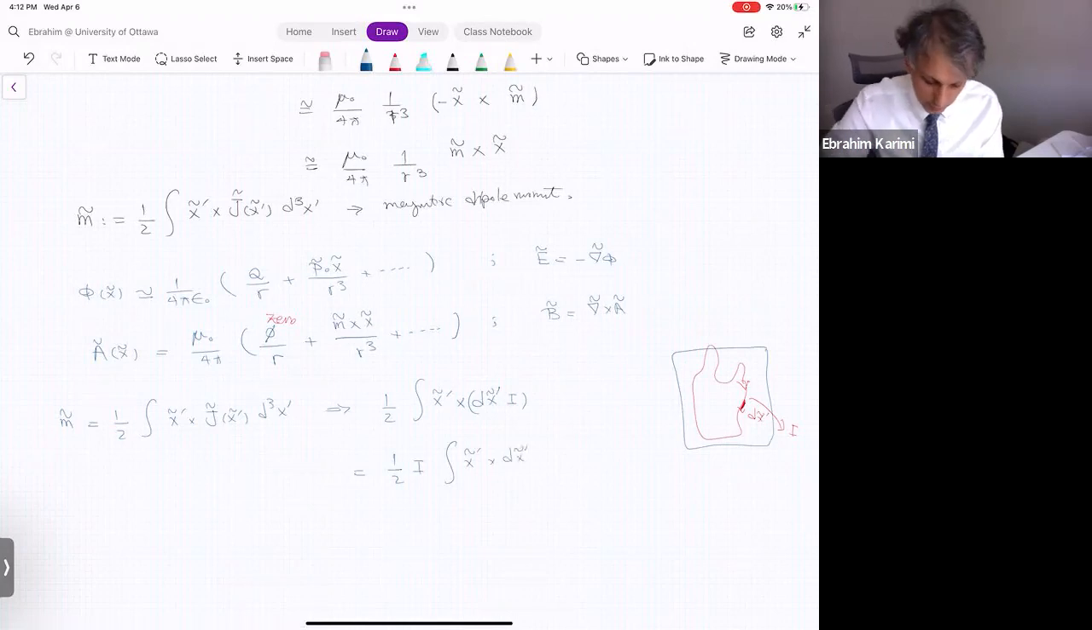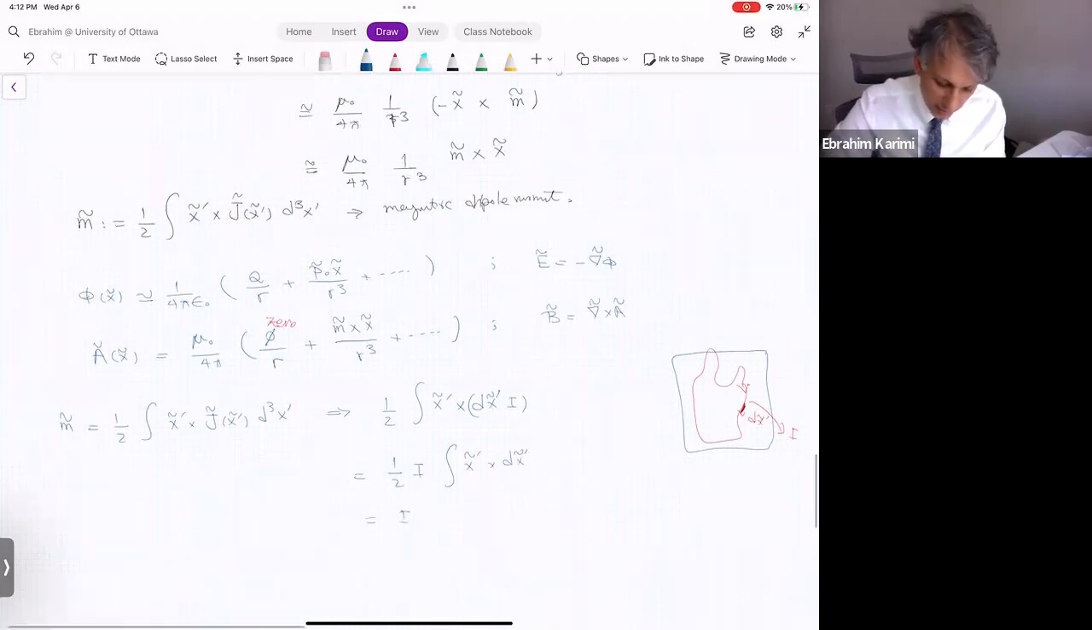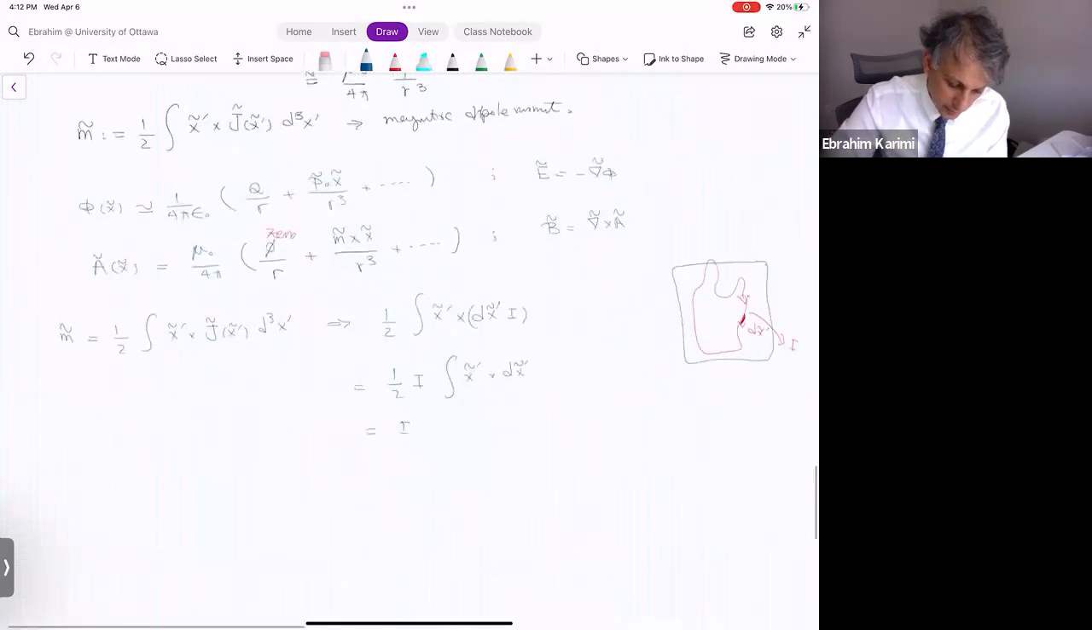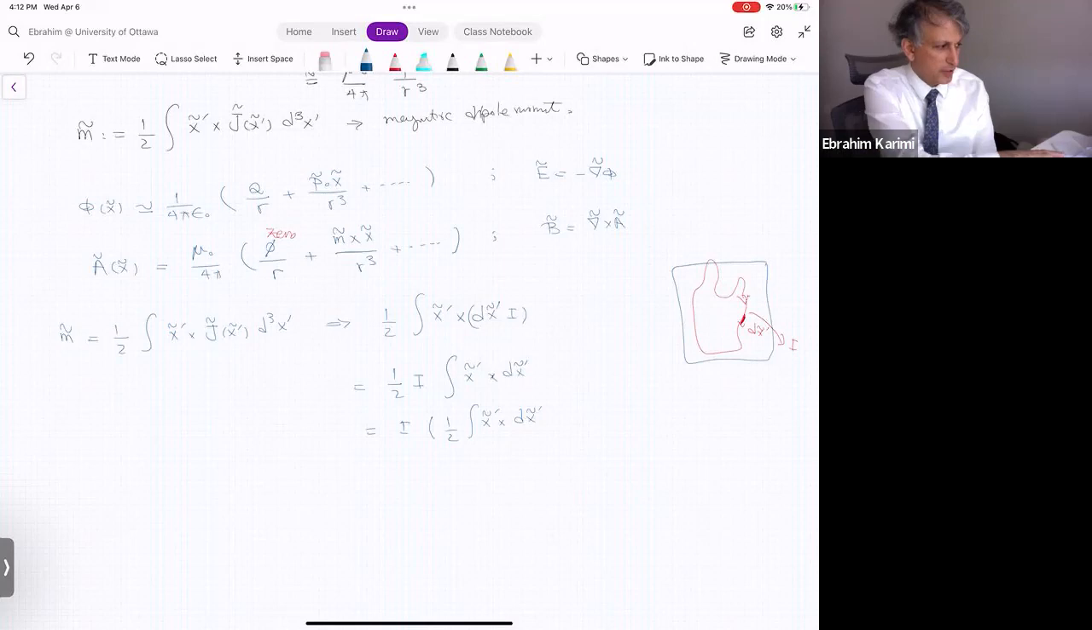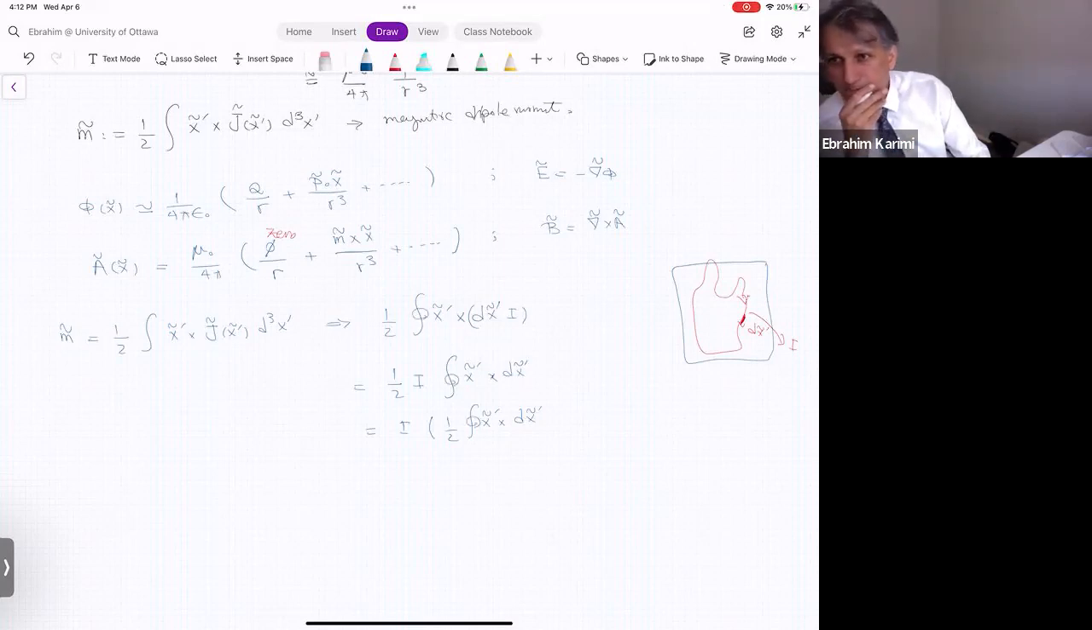Or simply I can write I multiplied by 1/2 of the integral of x prime cross dx prime. And when we do this, that is over the whole space, and the whole space for us is essentially the whole loop where the current exists. Good? Okay. What is x prime cross dx prime?